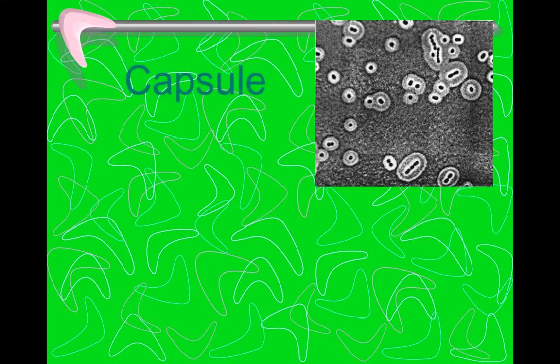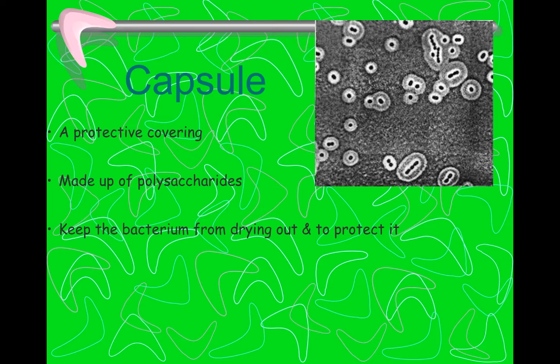All right, so we're going to talk about what a capsule is. So if you look in this image here, this kind of space around the bacteria, that's the outside area, that's what that capsule is. So what is a capsule? It's a protective covering around the bacteria or prokaryote. It's made up of polysaccharides, which are carbohydrates, and remember there are many monosaccharides that are bonded together like glucose, so poly is many. They keep the bacterium from drying out, and they also can protect it.